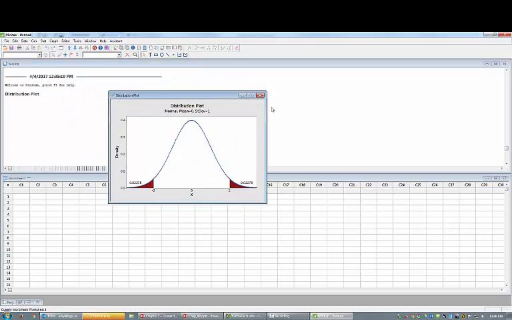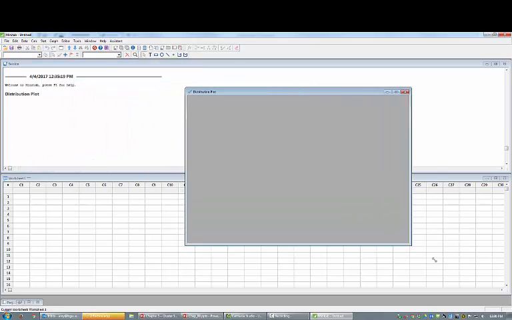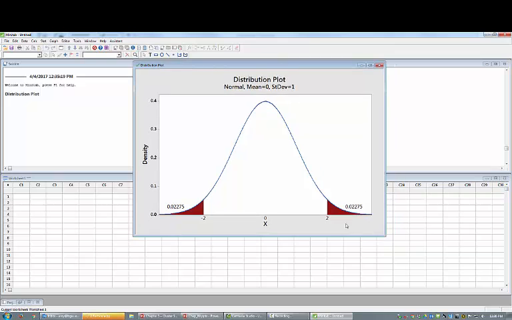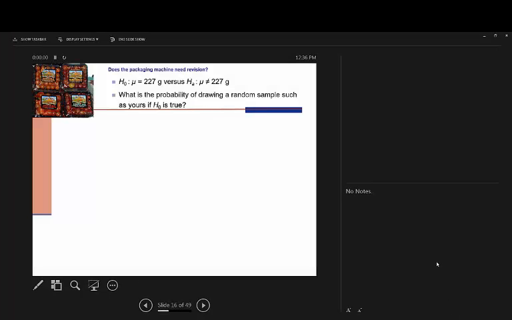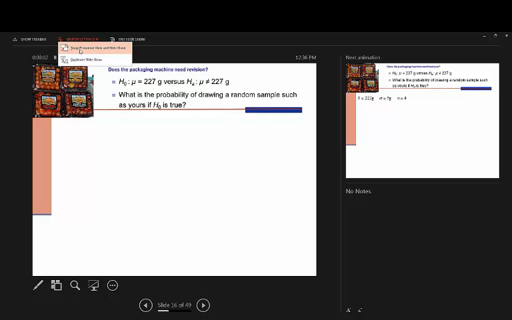When we click OK, you're going to see that we get one side of the area as 0.002275, the other side as 0.002275. When you sum them up, right, you get somewhere around 0.045. Okay, so you see that that's what we have when we even do this with the table.